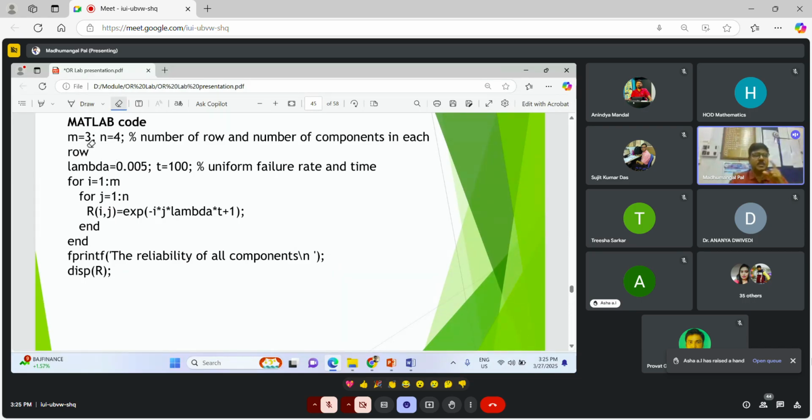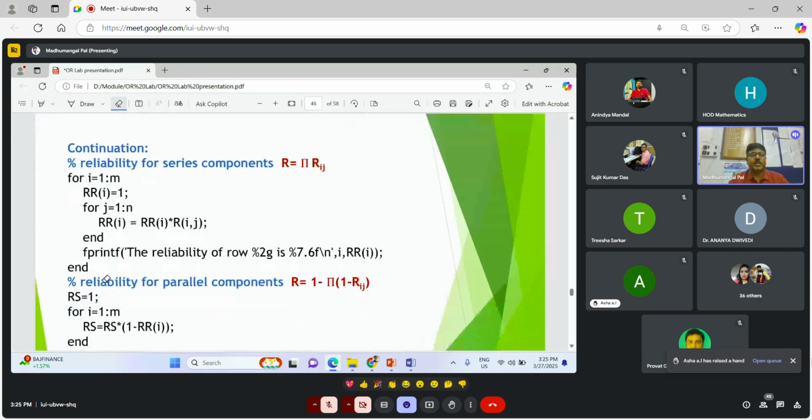To generalize the entire system, we assume M is the number of rows and N is the number of columns. Here the number of rows is 3 and the number of columns is 4. So M and N are assigned here. Lambda equals 0.005, T equals 100, which is the investigation time duration. This is the double for loop used to calculate the reliability of each ijth component with the given formula. After calculating the matrix Rij, it is printed here with display R.